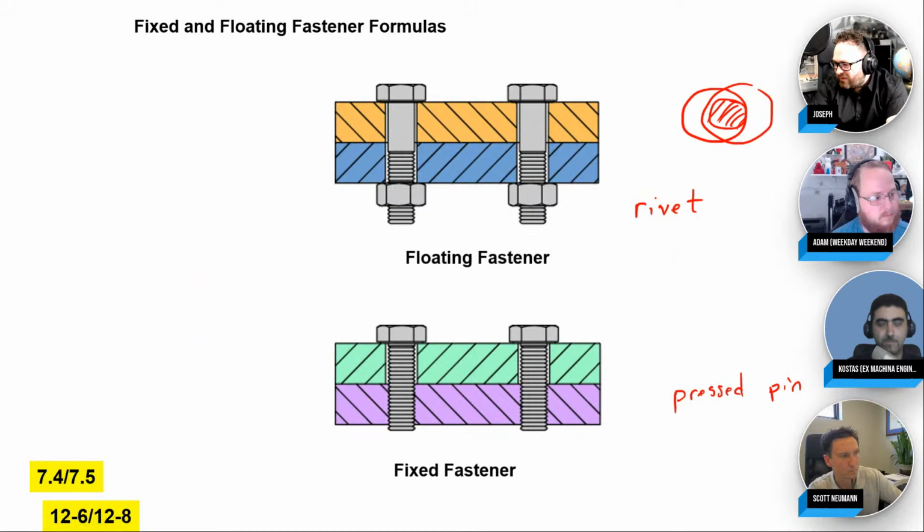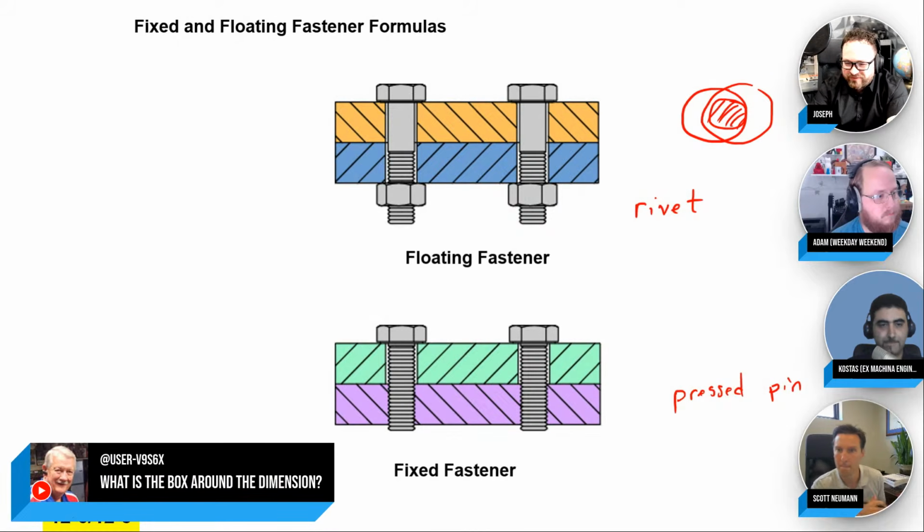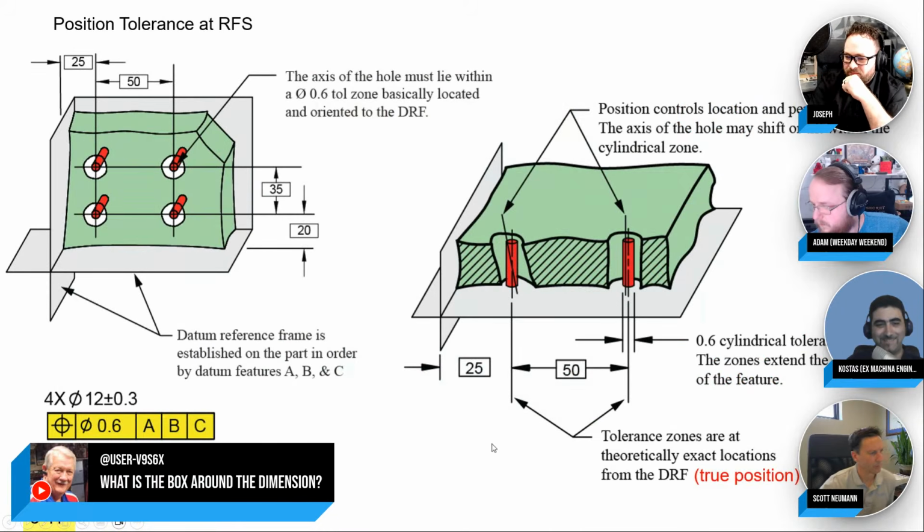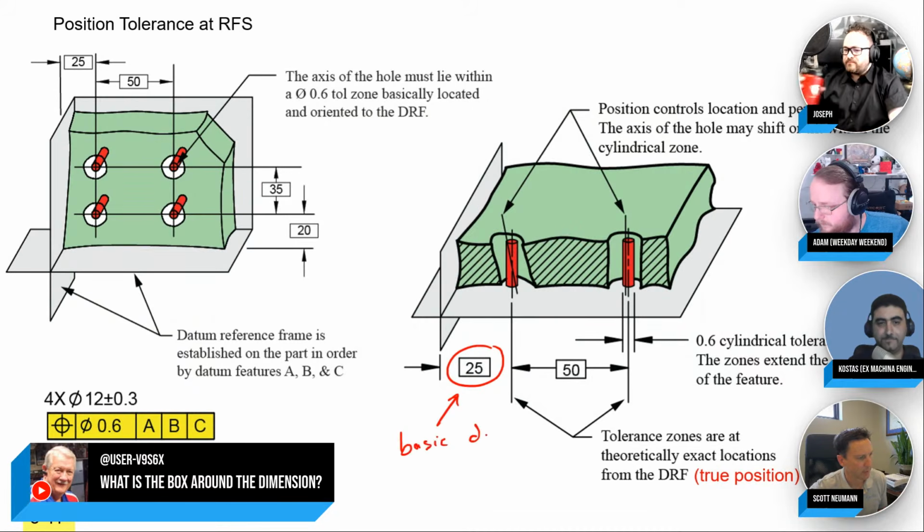And we have a comment or a question here. What is the box around the dimension? I think he's probably referring to basic dimensions. Yeah, let's go back to that. So the box around the dimension, in ASME, we call it a basic dimension. And I actually don't like that term. I don't think it hits hard enough. It sounds like it's just a simple dimension or something.